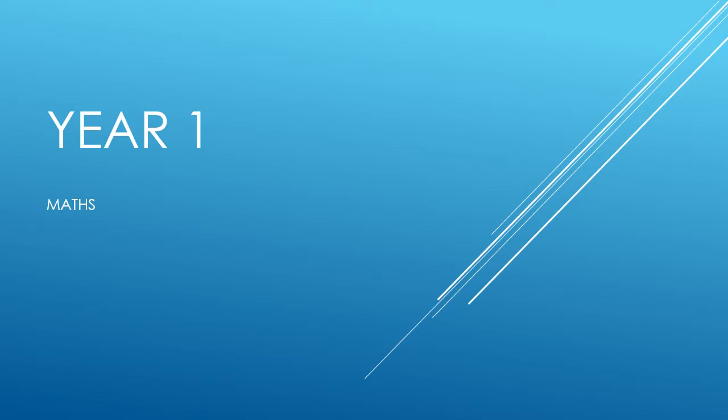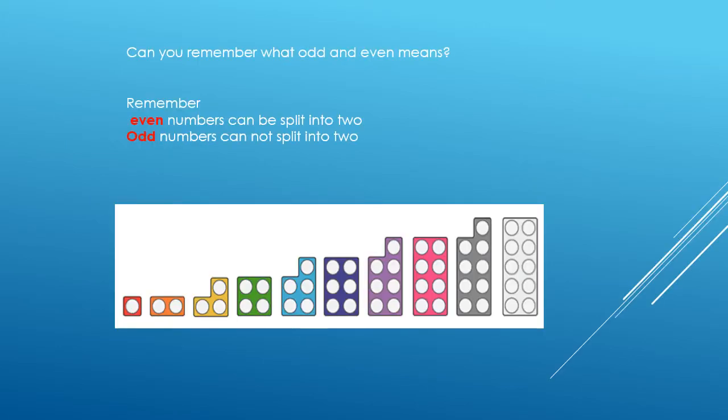We have been looking this week at odd and even numbers, so we're going to continue with that. First of all, can you remember what an odd and even number means? We need to remember that even numbers can be split into two, and odd numbers cannot be split into two. If we use our Numicon, we can see from remembering from our number blocks that an even number has a flat top and an odd number has a not flat top.